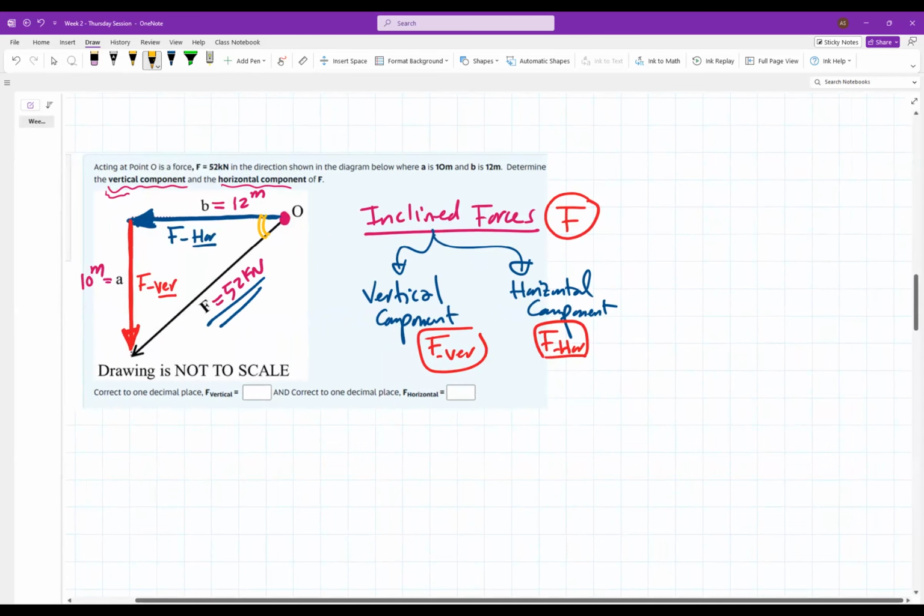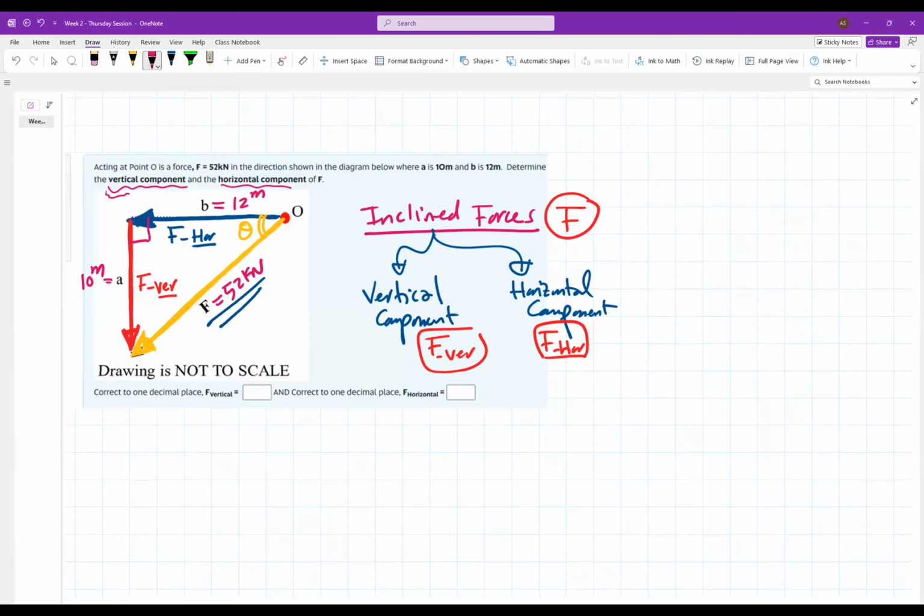In this triangle, we have this angle theta between the force F and the horizontal line or horizontal direction. So the angle theta is between the horizontal direction and the force F. From the geometry, we understand that this angle is the right angle between the vertical and horizontal. This is a right angle. So using trigonometry, we can find the components.